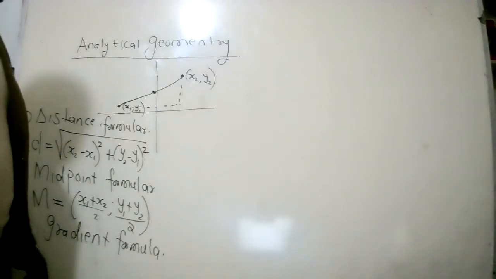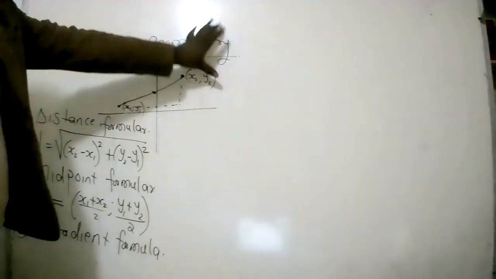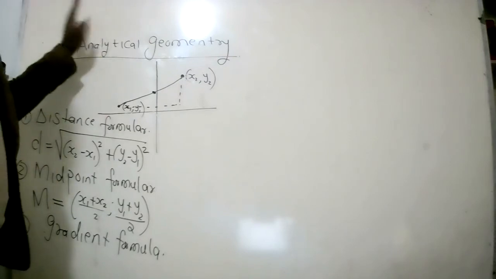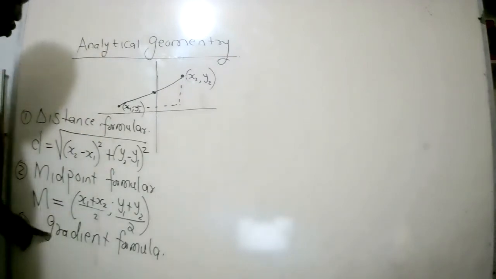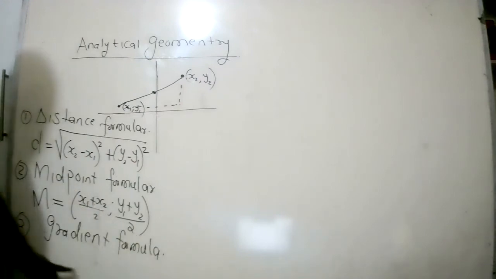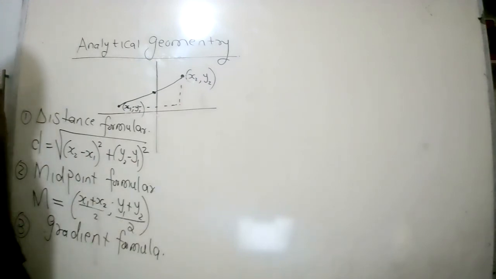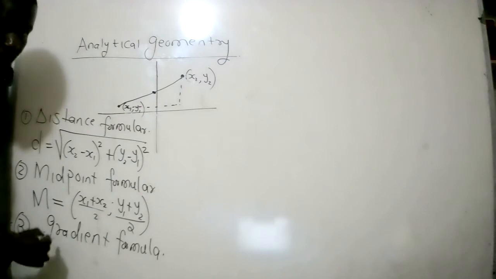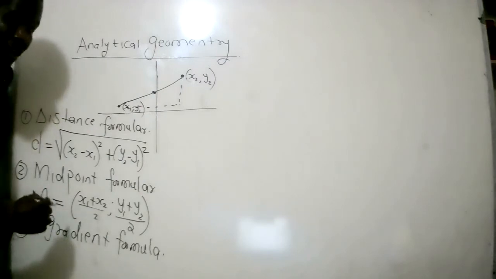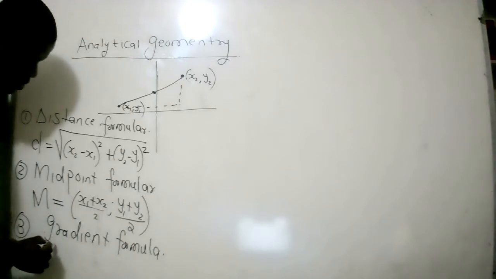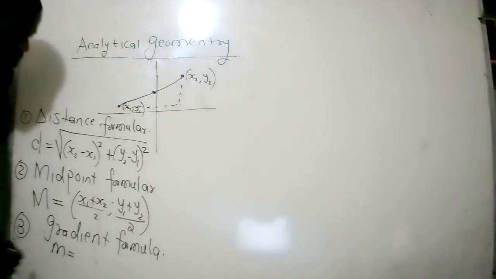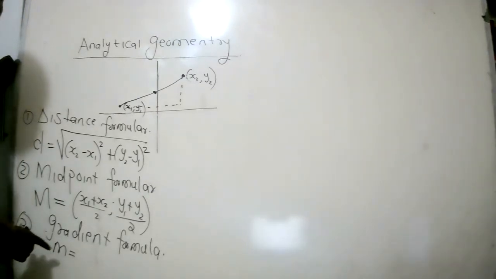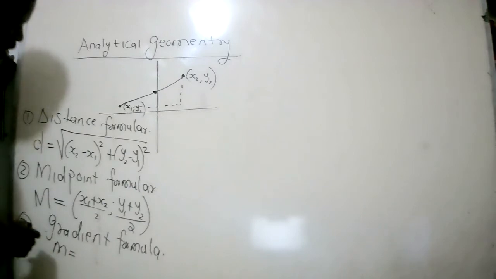Even when you go to university level, you no longer do Euclidean geometry, analytical geometry, or financial mathematics as you do at grade 12. You will be dealing with this gradient formula because it's very important. It does a lot of things. So let me introduce the gradient formula to you, the one you use at grade 11 and grade 12. It is represented by small letter m. Here we use capital letter M for the midpoint, and down here we use small letter m, which represents gradient.